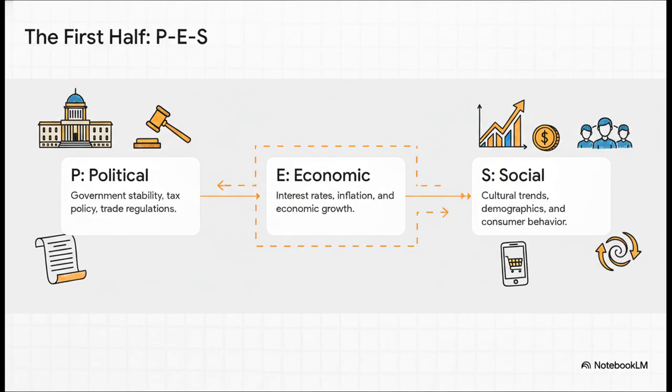First, you've got P for political. Just imagine a new trade tariff that suddenly impacts your supply chain. Then comes E for economic, like how is rising inflation going to affect what your customers can afford to spend? And then S is for social. This covers all those shifting cultural trends, like the huge demand right now for sustainable products.